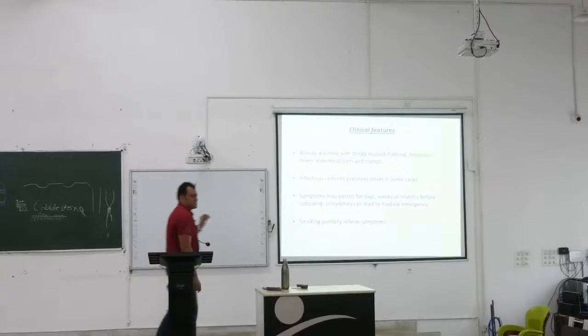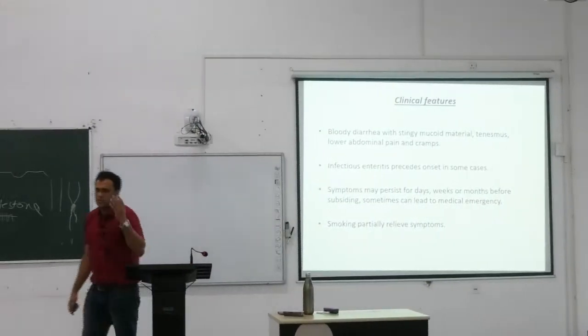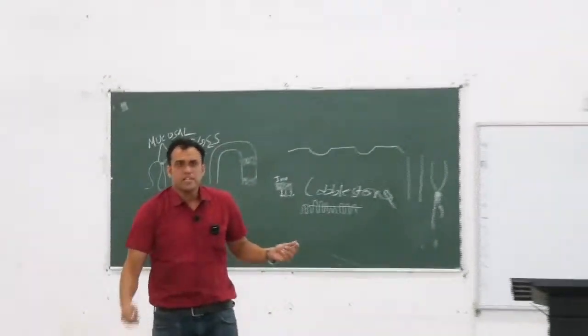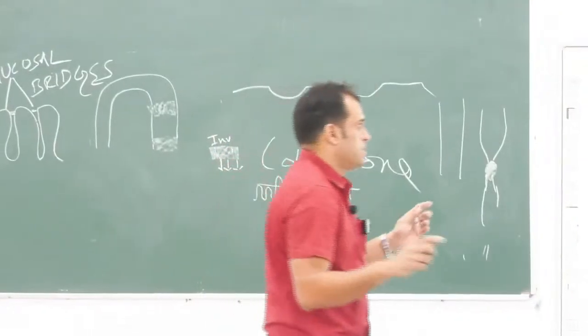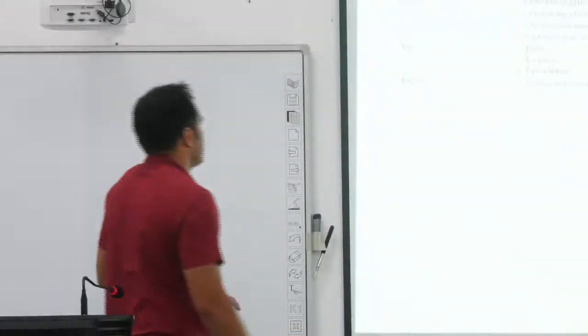Clinical features are more or less similar again: tenesmus, bloody diarrhea, abdominal pain, fever, vomiting, etc. These are quite similar to Crohn's disease. Okay, smoking is virtually similar.